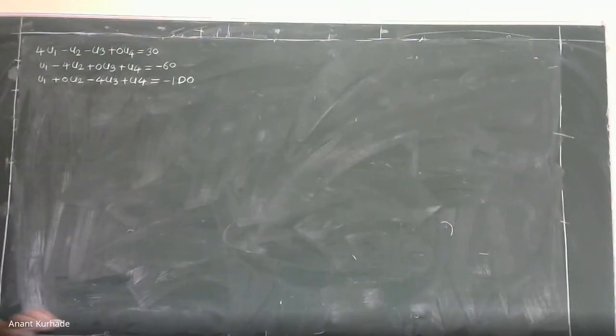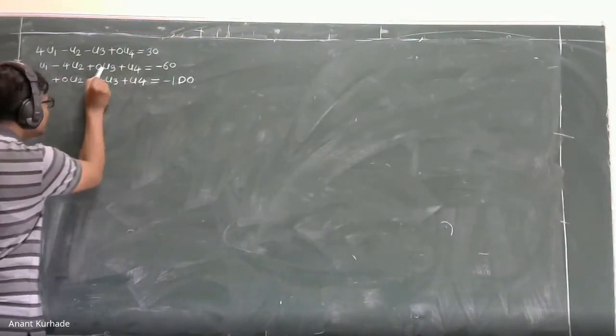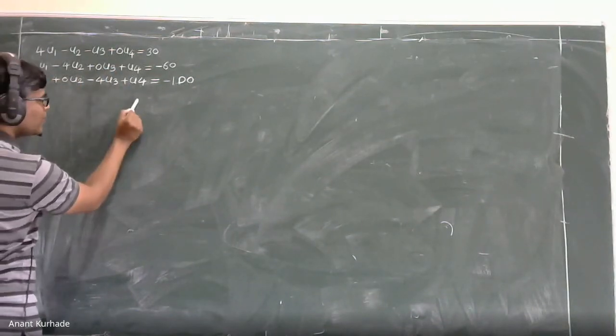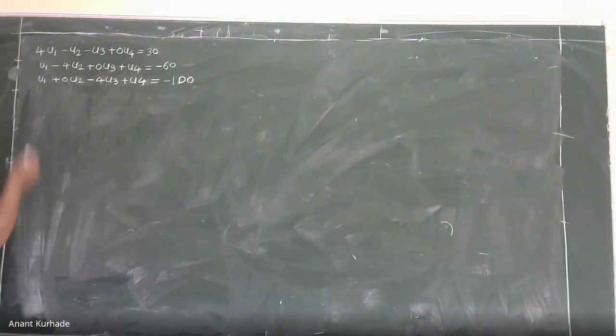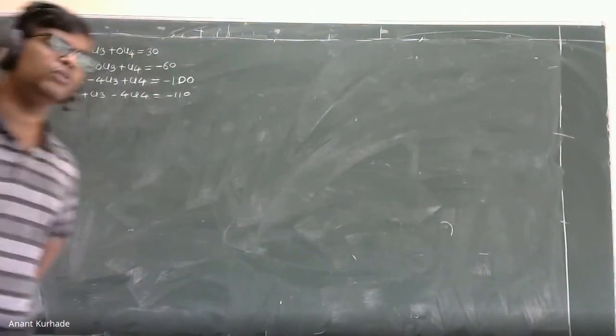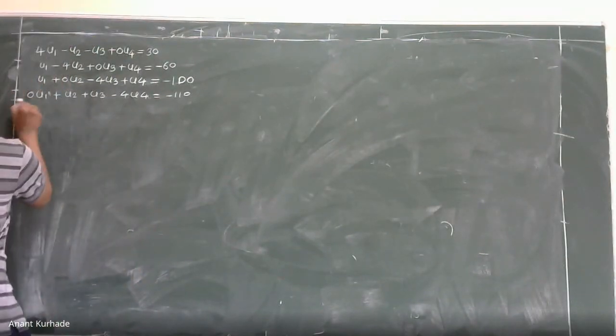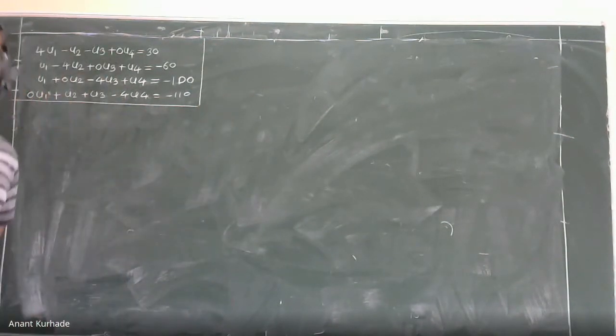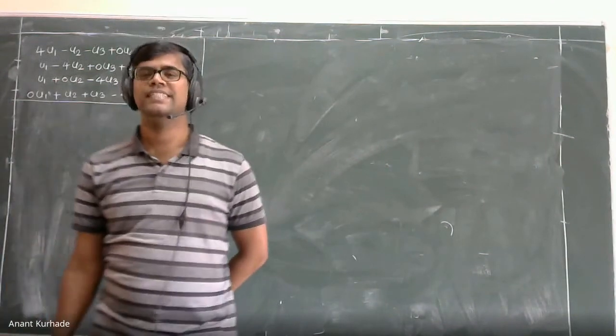Now the next one. See, it is very simple here. Remember u1, u2, u3 have been put: 0 u1 plus u2 plus u3 minus 4 u4 is equal to minus 110. Now we have these four equations. Now try to solve this by using Gauss elimination method. It is very simple. Now what is the method for Gauss elimination?